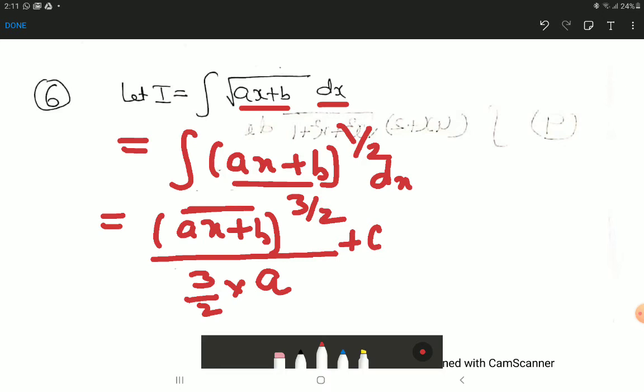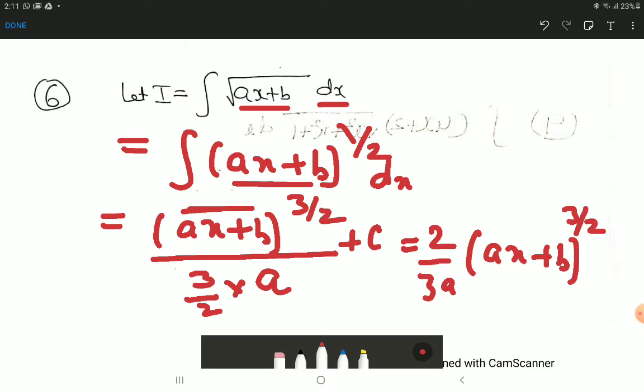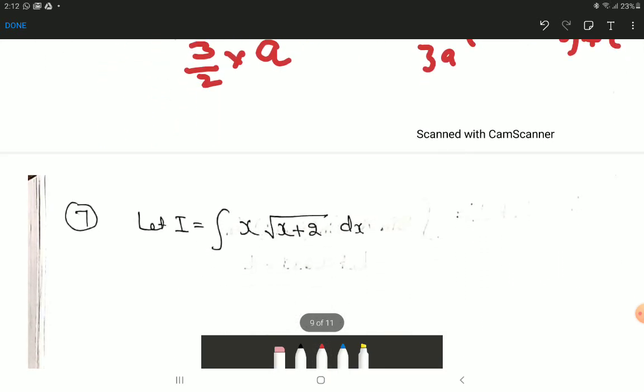Now something upon 3a by 2, so the lower fraction will be inverted: 2 by 3a into (ax + b) whole power 3 by 2 plus c. So you may just recall that the same answer was obtained by the previous method also. Moving to the next question.